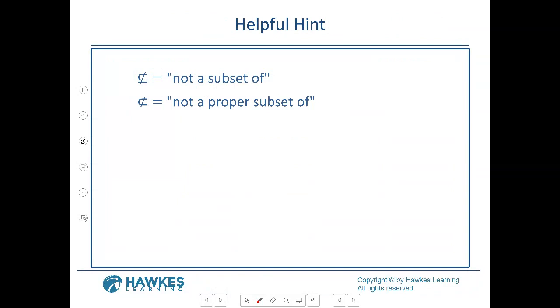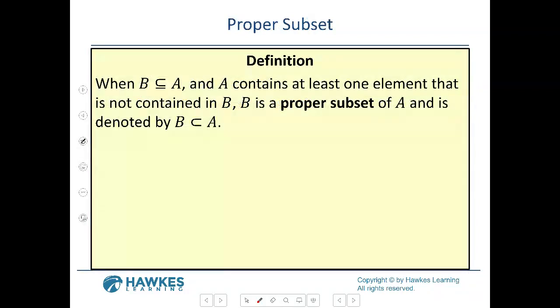All right, so not equal has a slash through it if it's not a subset, and a proper subset, if it's not a proper subset, will have a slash through that as well. Now you just heard about proper subset, so let's see what that means. Basically, it is going to be a subset, but the quantities will differ. They're not going to be the same thing.